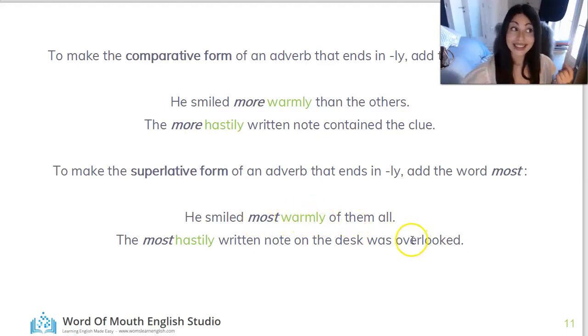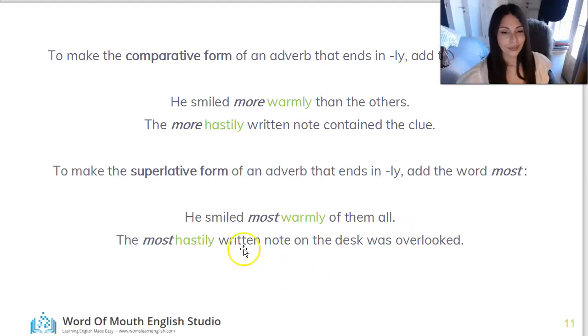Friendly is an adjective, by the way, and an adverb. The most hastily written note on the desk was overlooked, and again, the superlative. That means there might have been other notes on the desk that were written in haste, but the one that got ignored was the one which was written the fastest.